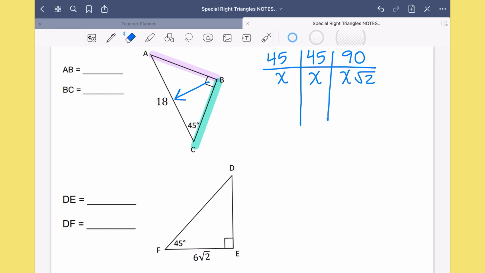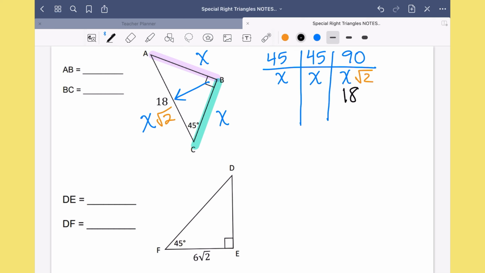I'll use the color, that way you can see it. Square root of 2. Okay. They gave me the hypotenuse again, right? This is the hypotenuse. This is x times the square root of 2. And then I have the legs and the legs. Okay, so let's fill in our table. We know that across from the 90 degrees, they gave me that value of that side is 18. So 18 is equal to x times the square root of 2.